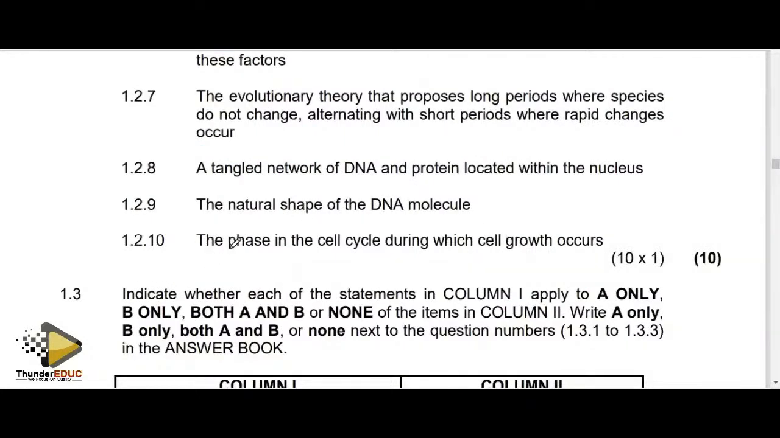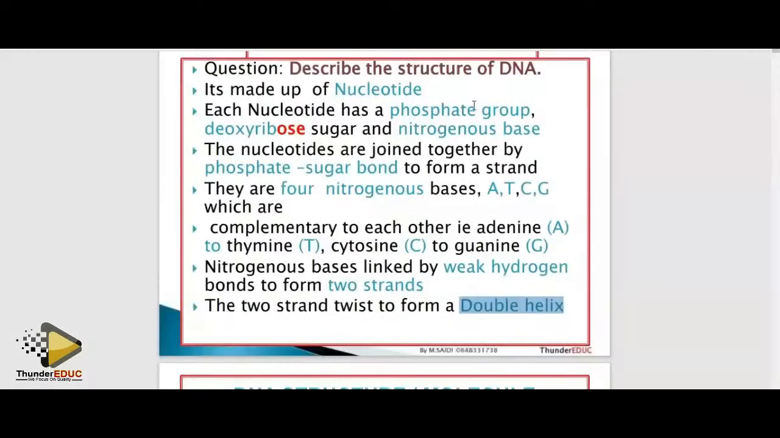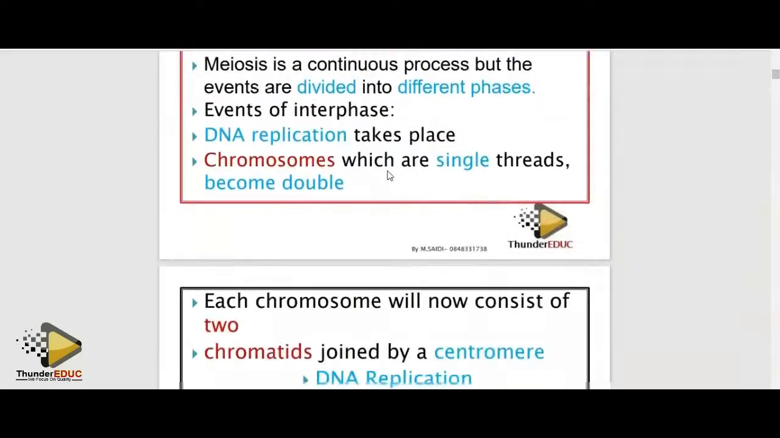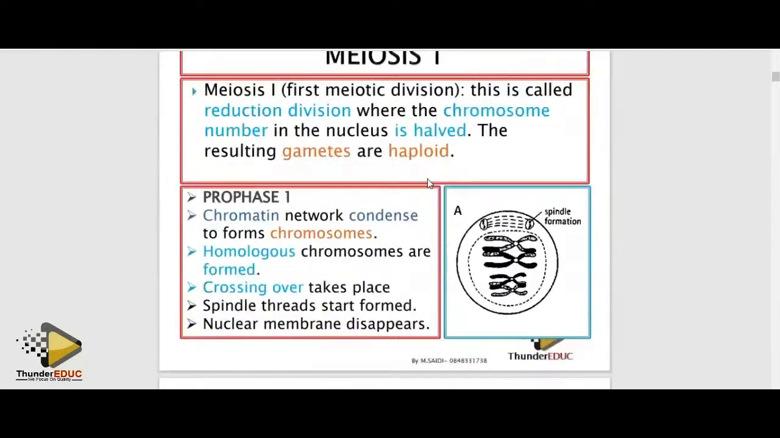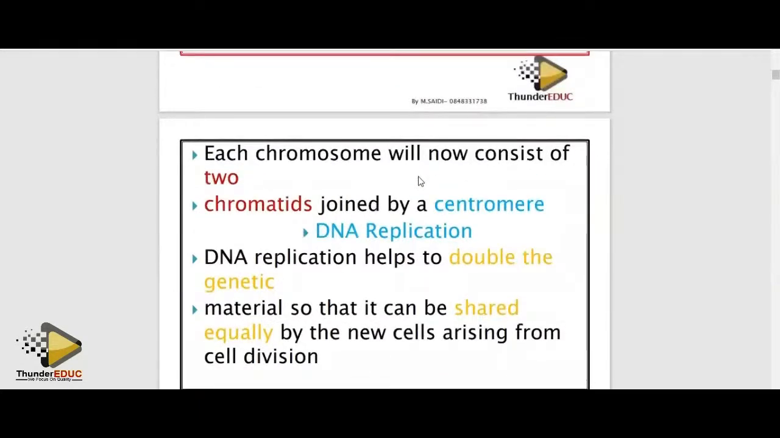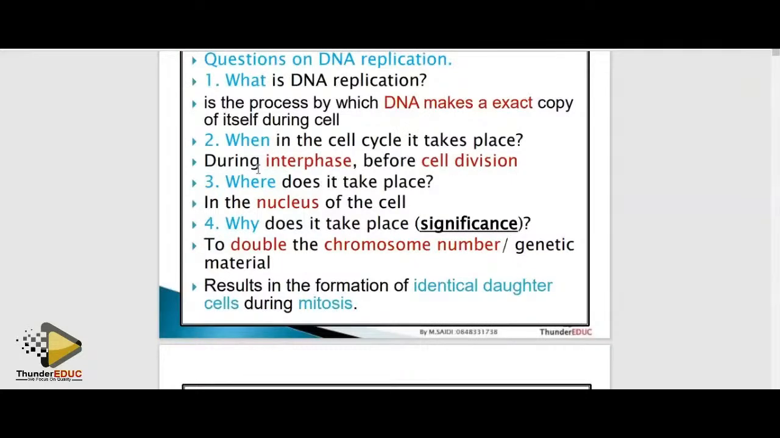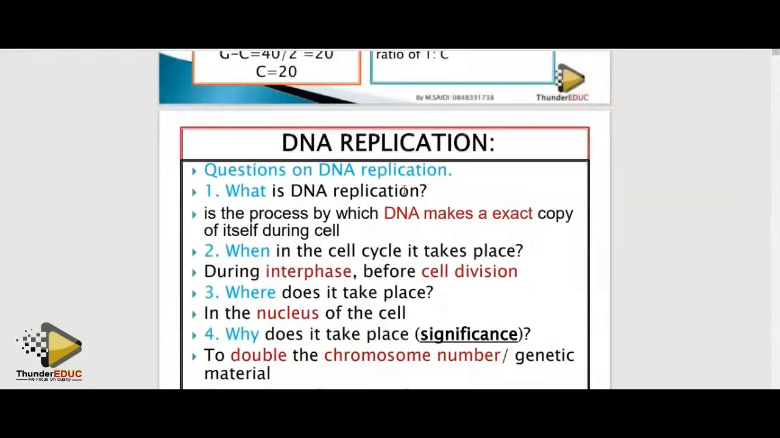Then another one is the phase in the cell cycle during which cell growth occurs. When does cell growth occur? We shall see that cell growth occurs in interphase. So where do we find this in our book? This is what is called the growth phase, and then we have the mitotic phase. So this is answered by interphase, or before cell division. If you look at DNA replication, that's when the cell is growing. It's supposed to grow.